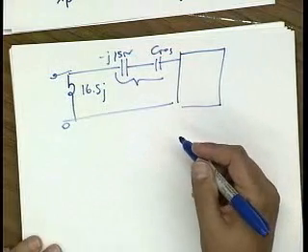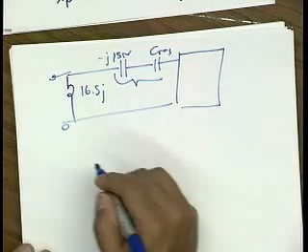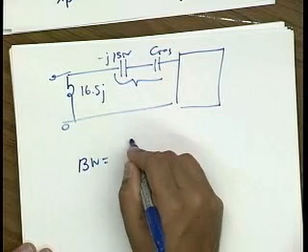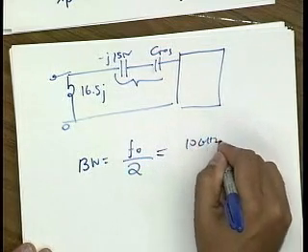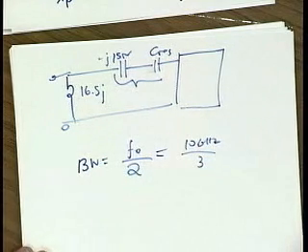And I think I also asked for the bandwidth. So the bandwidth is the center frequency divided by Q. So that's going to be 10 gigahertz divided by 3.